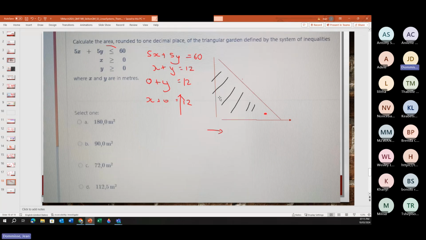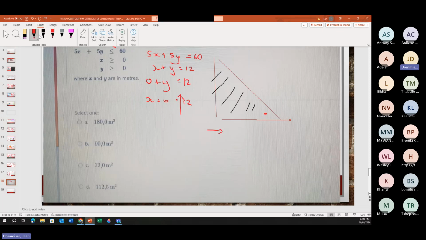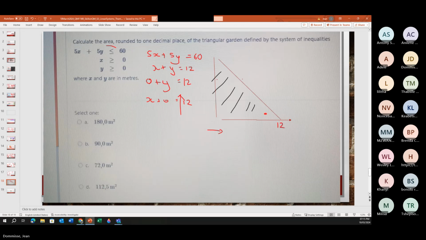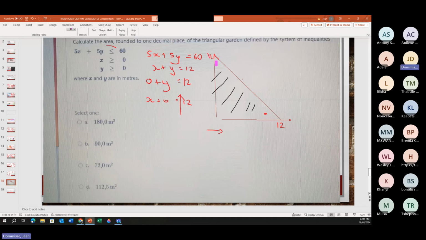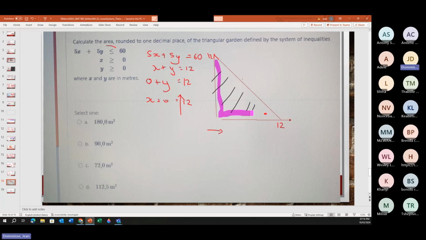Okay, so just imagine that was the area. I am now not going to draw it over again. That's 12. Up until that point is 12. We will need to work out what this area is.